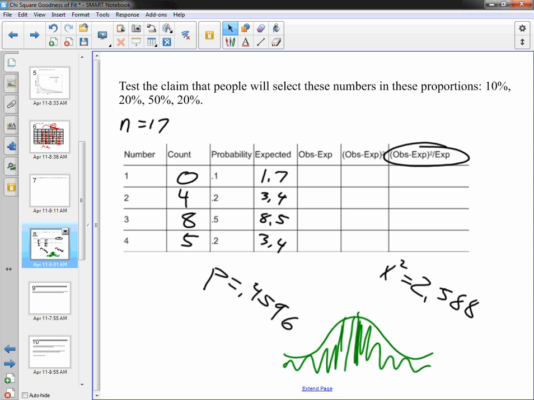So the reason why we don't expect 0.25 in every one of these categories is because when it comes to people, it's not that random. This is a case in point right here, right? The number of people who pick 3s.